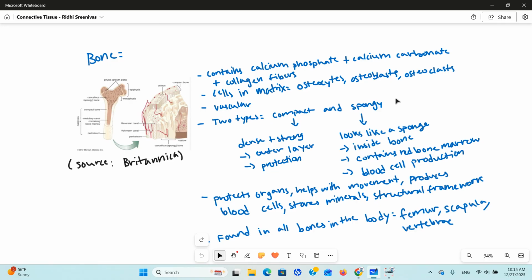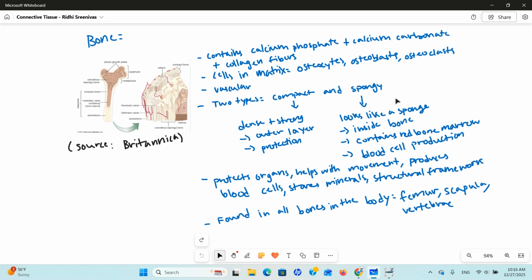Bone's main functions are to protect organs, help with movement in coordination with muscles, produce blood cells, store minerals, and give a structural framework to the body. Bone tissue is found in all bones in the body, and some examples are the femur, also known as the thigh bone, the scapula, also known as the shoulder blade, and the vertebrae, which make up your spine, and more.